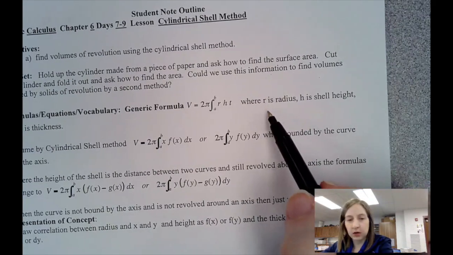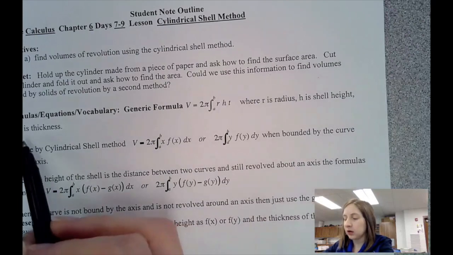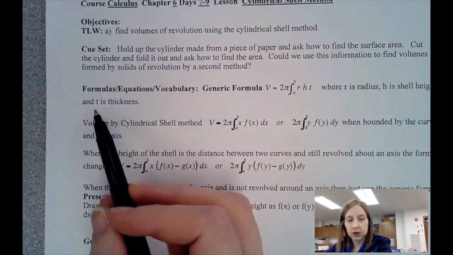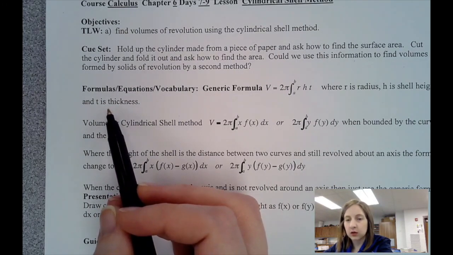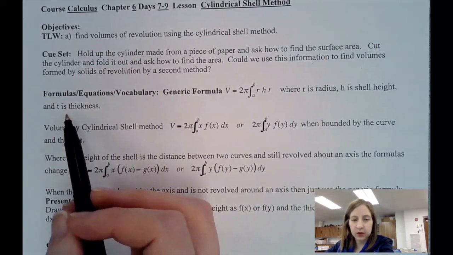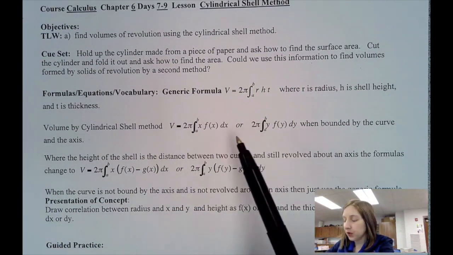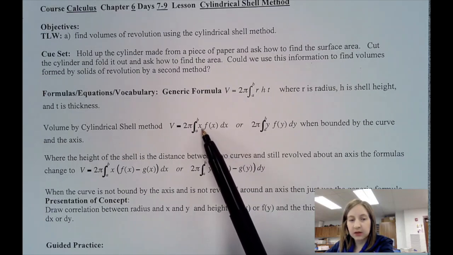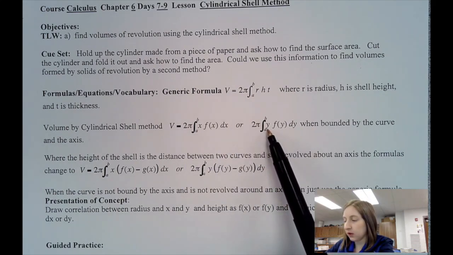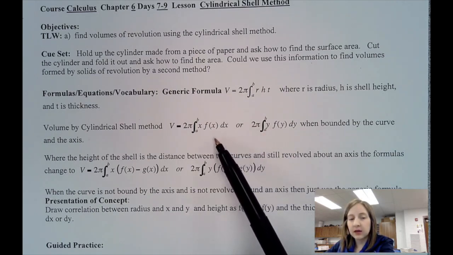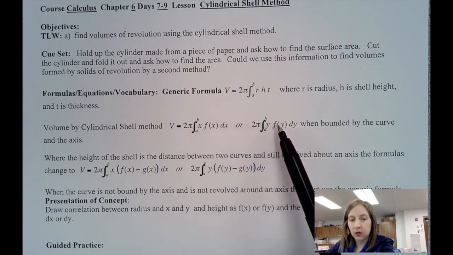Okay, so again, r is the radius, h is the height of these cylindrical shells, that's what we call them, cylindrical shells, and t is the thickness. So t is always going to be dx or dy, depending on what direction we do these. If we're doing it in the x direction, the radius is just x, as long as we're rotating around the y-axis. The radius is always y if we're rotating around the x-axis. If we switch where our axis is, those are going to change just a little bit. The height is going to be f of x or f of y, depending on what we're rotating around.